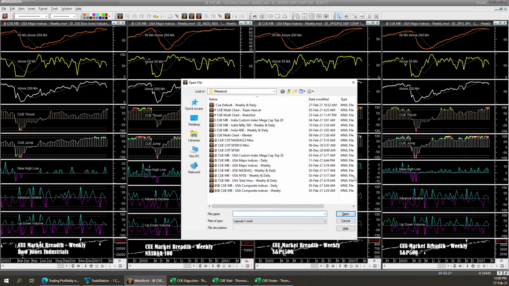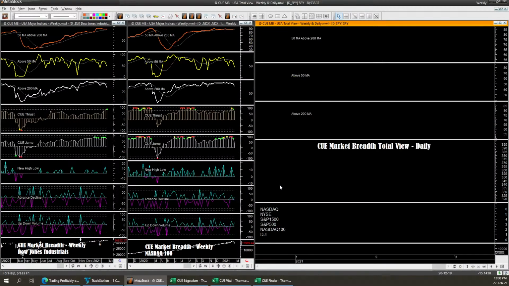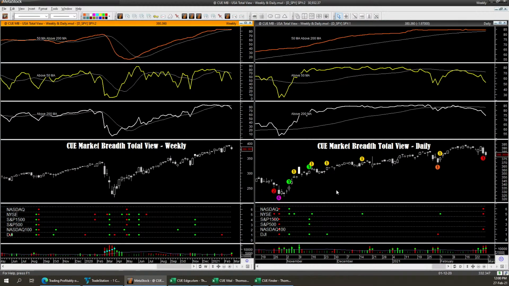And the extremely useful total view market breadth I shared on Twitter earlier, it did give a distribution count of 3. No major market drop has happened without a distribution count of 2 or more. So we had a distribution count of 3 on Thursday. So that may lead to a further down move.